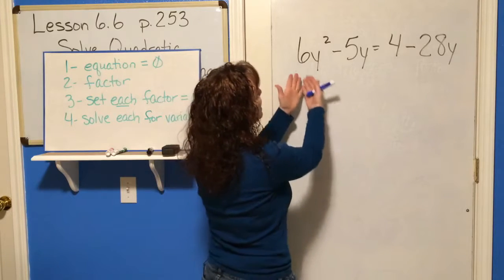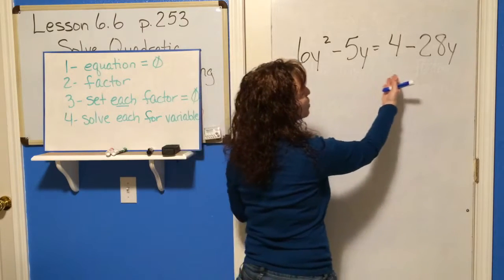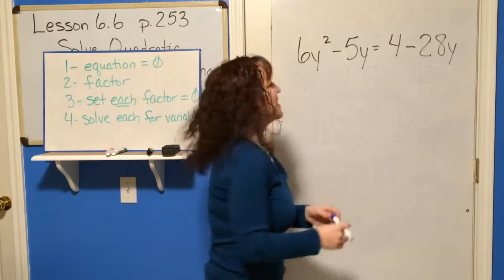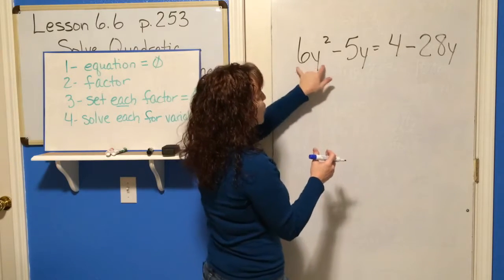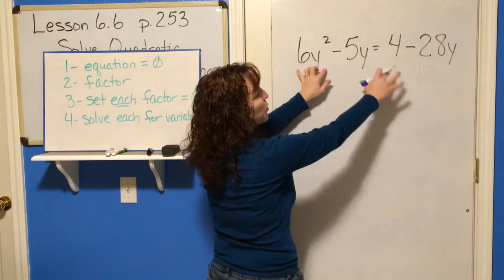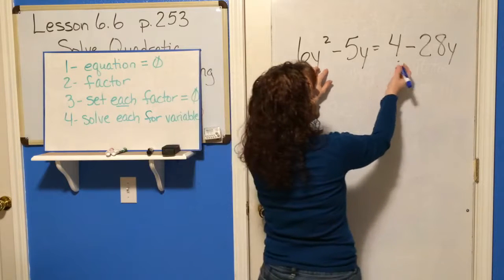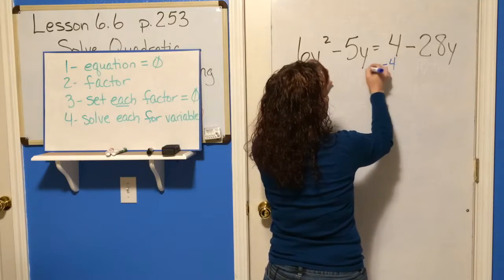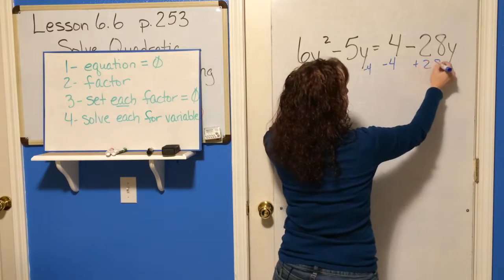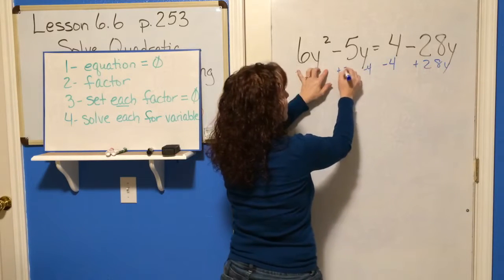If you'll look here, 6y squared minus 5y equals 4 minus 28y. It's not equal to 0. But you can do that easily. What I would do is always keep your y squared term positive. So we're going to use this side of the equation and move everything else this way. So we're going to subtract 4 from both sides, and we're going to add 28y to both sides.